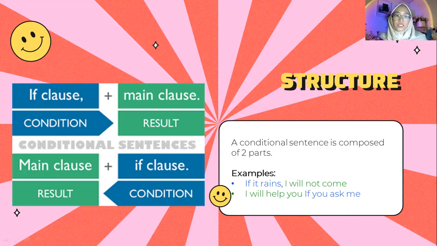It's important to use a comma after the if clause when the if clause precedes the main clause, but if the main clause precedes the if clause, you don't have to use a comma.